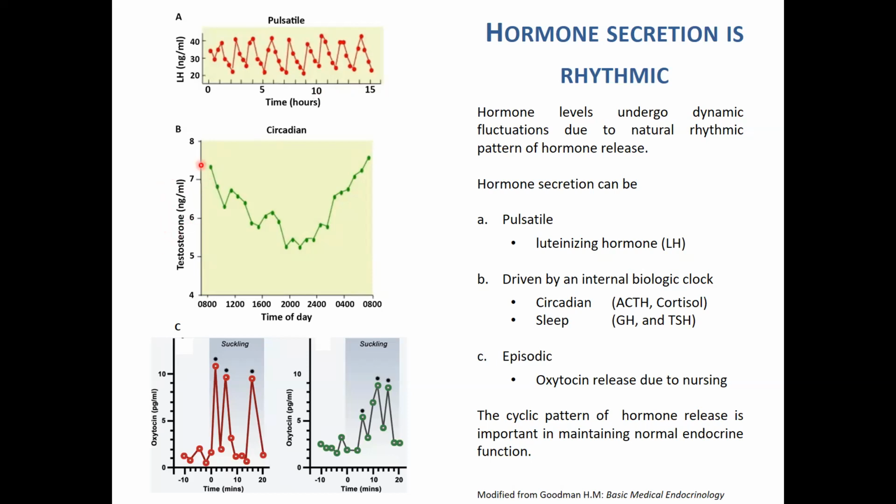For instance, testosterone shown here goes down during the day, decreases until your deep sleep, and then rises as morning arrives. Other examples that follow the circadian rhythm are cortisol and adrenocorticotropic hormone, and some hormones are activated by sleep, for example, growth hormone. Other hormones are episodic, so there's some kind of episode. In the example here, we have an infant suckling. When it suckles, it stimulates the release of oxytocin. So this cyclic pattern of hormones is important for maintaining normal endocrine function.